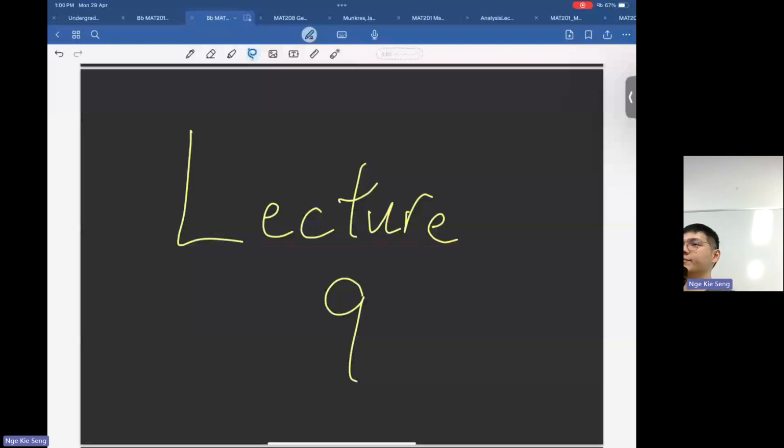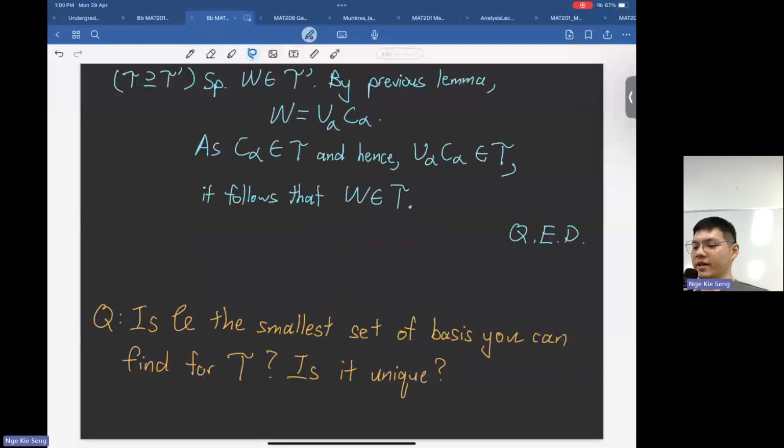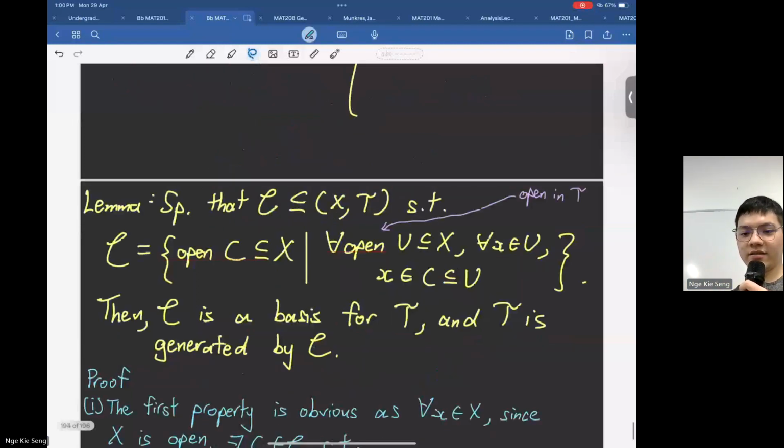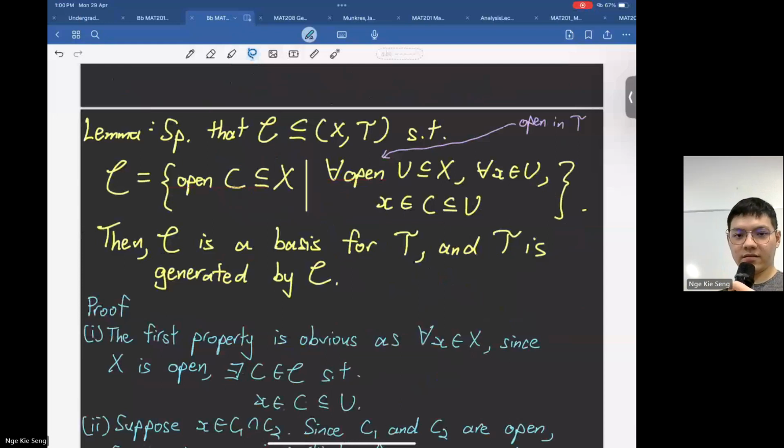Okay, last time we talked about this set C here. If I'm given a topology, how do you find a basis? So how to find a basis? What's this C here? We take all the open sets. Okay, so how do we find this C here?